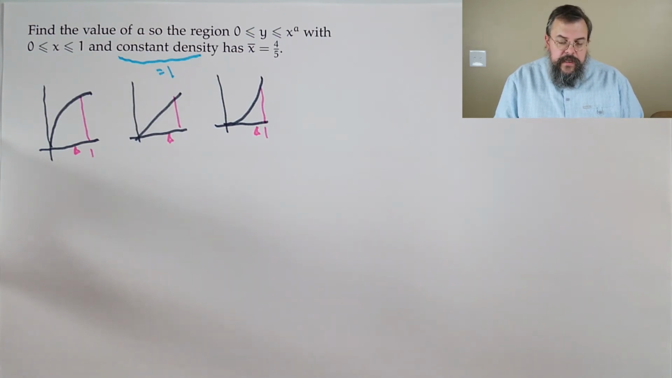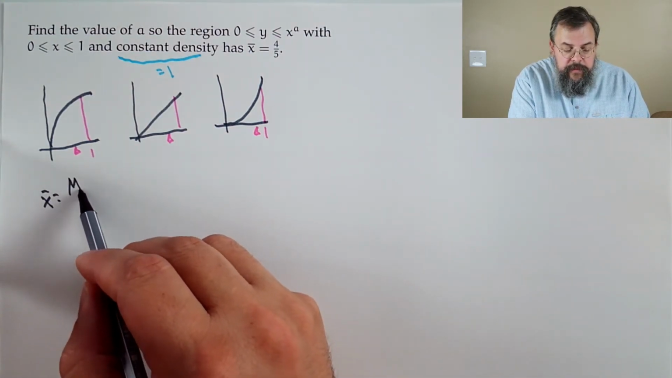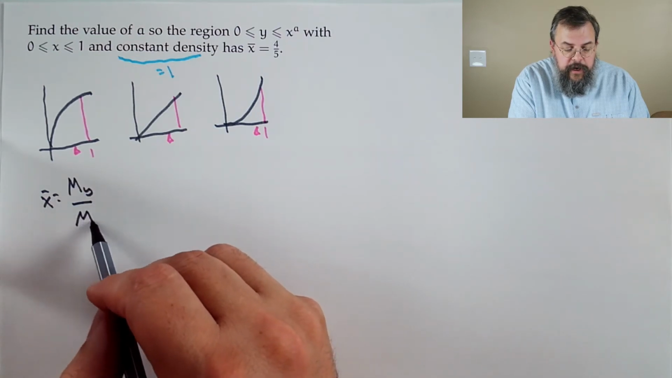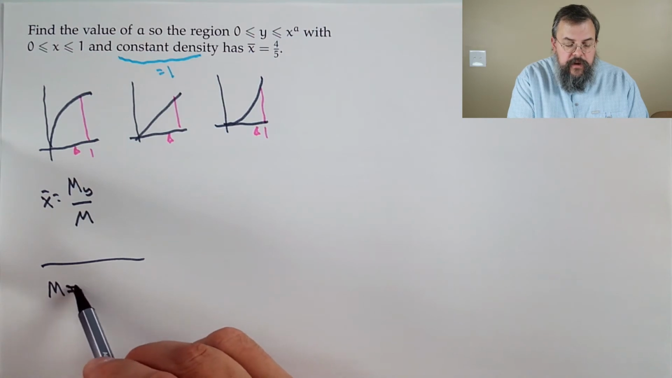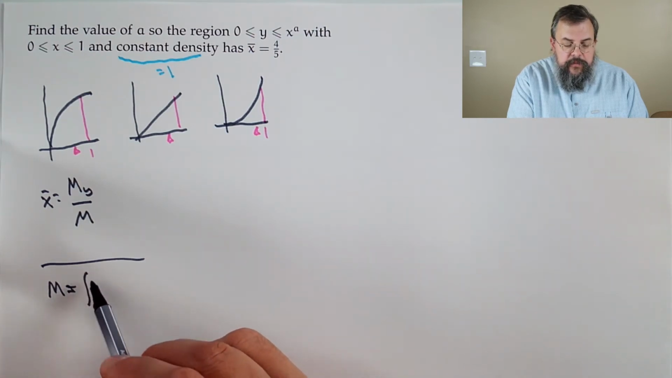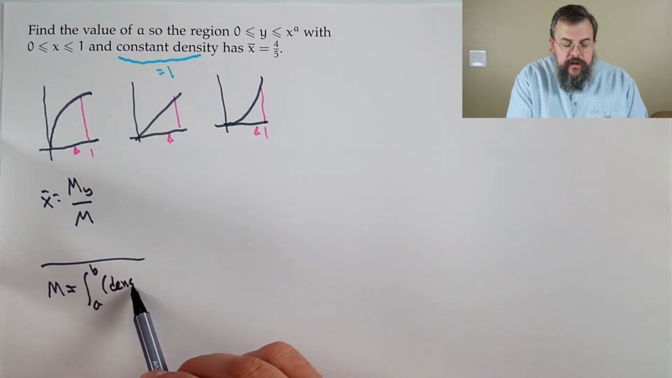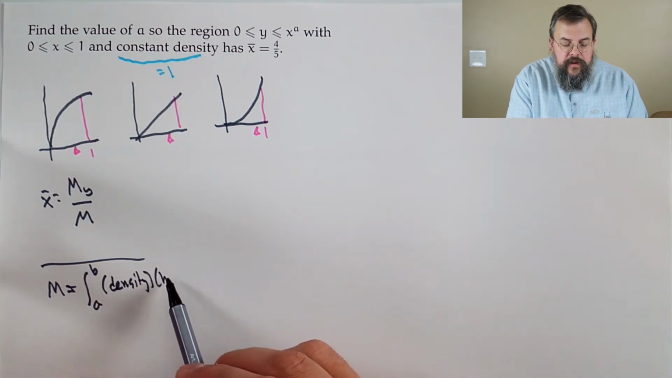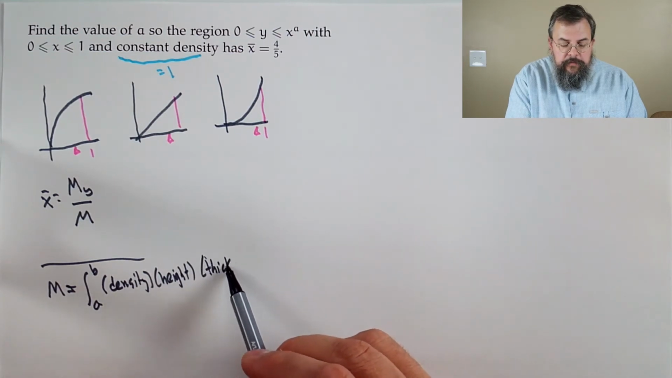So let's get into it. We have x bar. Well, that's our moment with respect to the y-axis divided by our mass. So our mass, we are going to add up, start to finish. We have our density, our height, and our thickness. So that's just our generic formula.